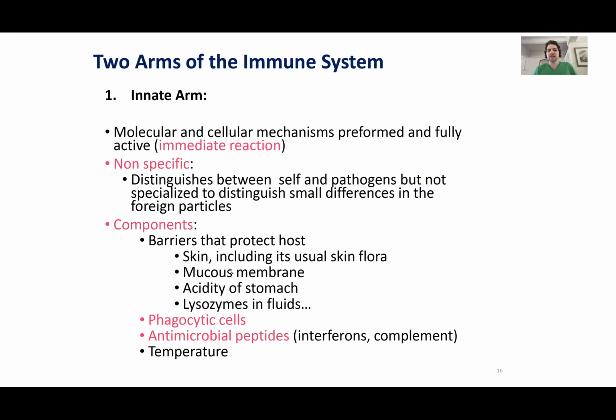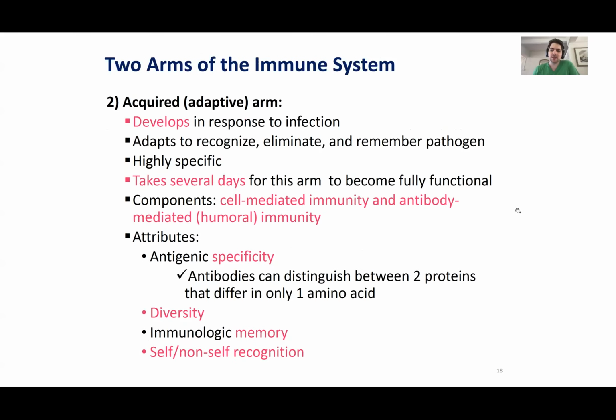The first line is always going to be your skin, any sort of physical barrier. The second line of defense is this innate arm, this innate response to everything. Primarily you're thinking of your granulocytes: neutrophils, basophils, eosinophils, and your macrophages. When we talk about the adaptive immune system, it's more of a long-term response. We have cell-mediated immunity, like our CD8 cells, and antibody-mediated immunity, like our B cells and plasma cells.